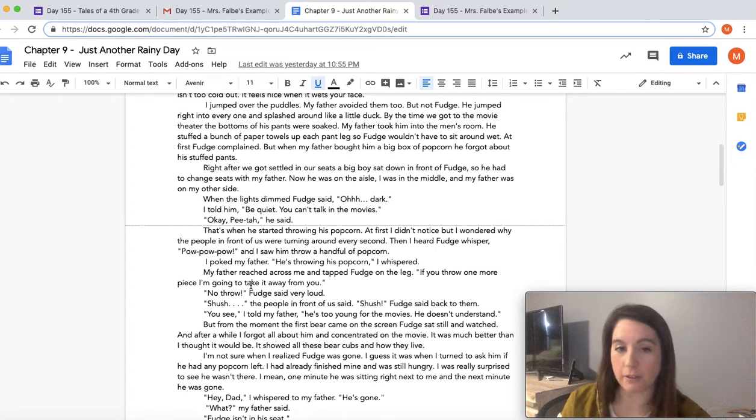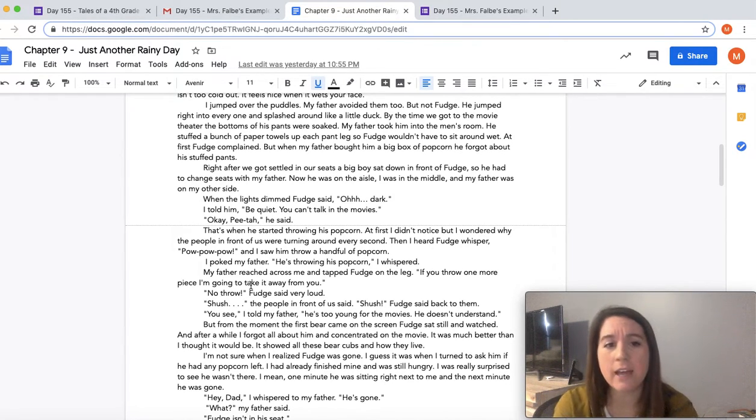I jumped over the puddles. My father avoided them too, but not Fudge. He jumped right into every one and splashed around like a little duck. By the time we got to the movie theater, the bottoms of his pants were soaked. My father took him into the men's room. He stuffed a bunch of paper towels up each pant leg so Fudge wouldn't have to sit around all wet. At first, Fudge complained, but when my father brought him a big box of popcorn, he forgot all about his stuffed pants.